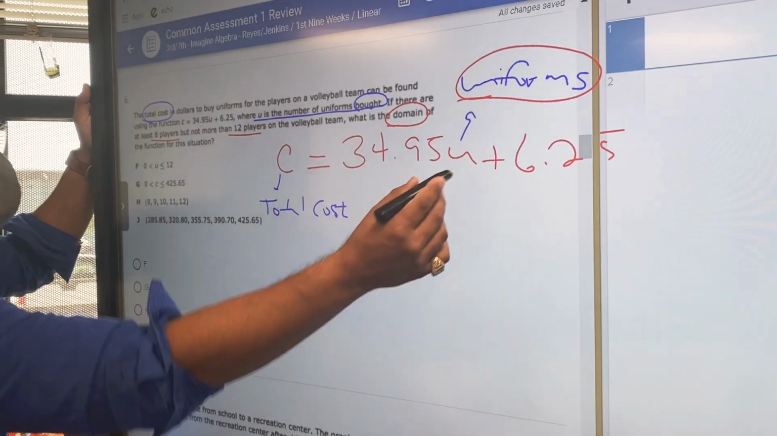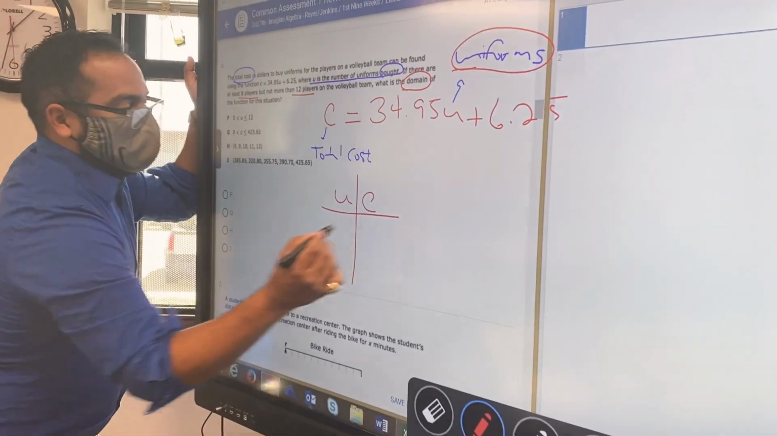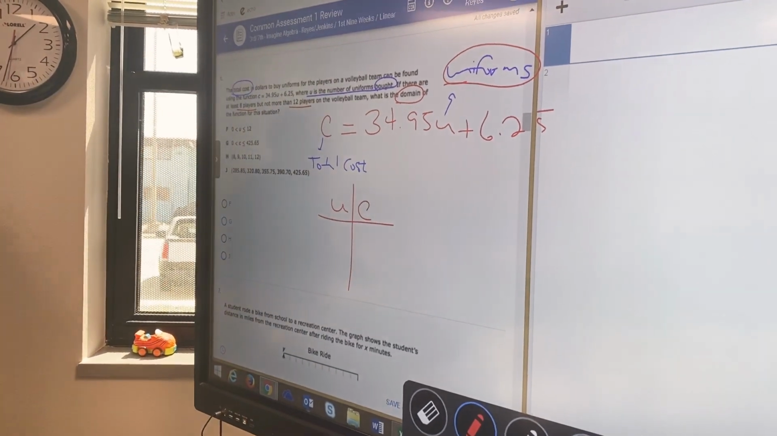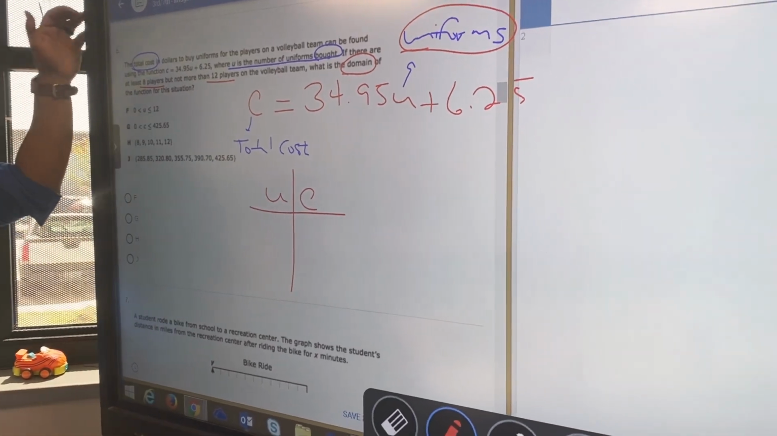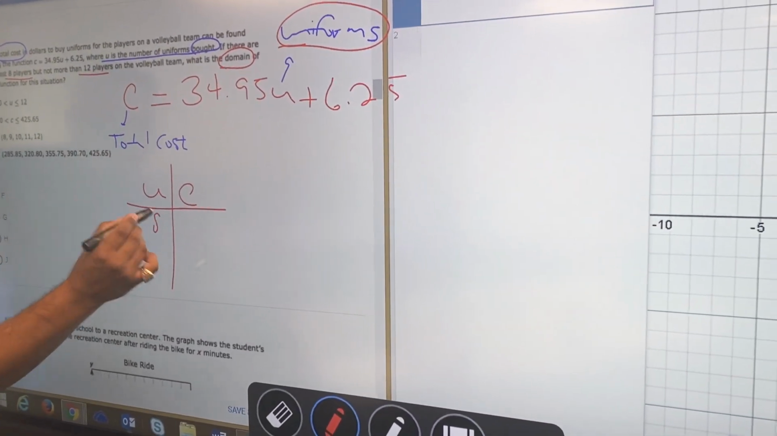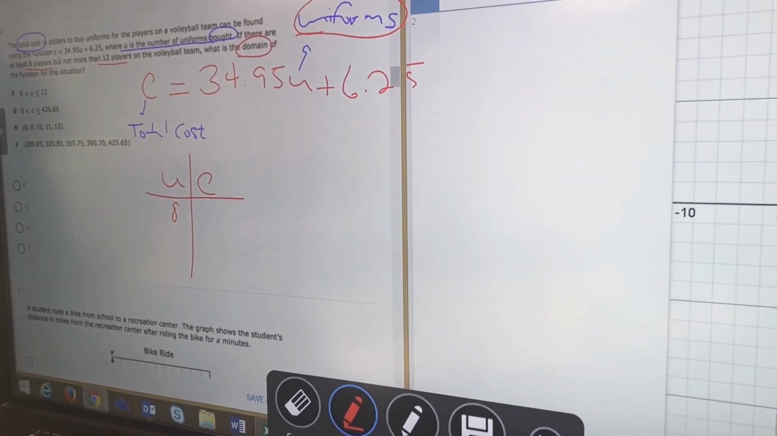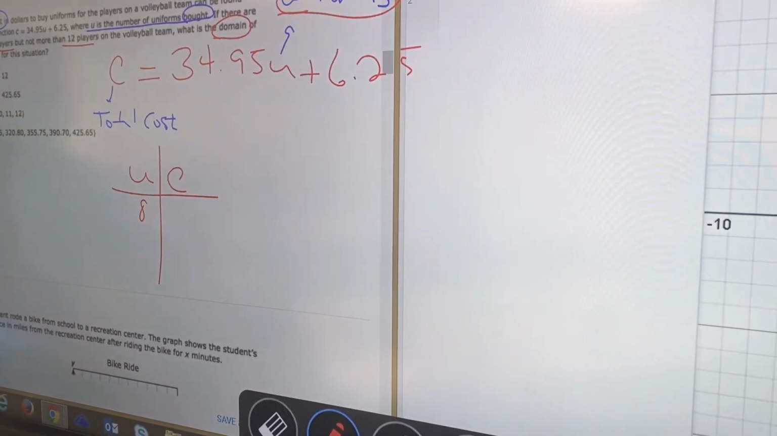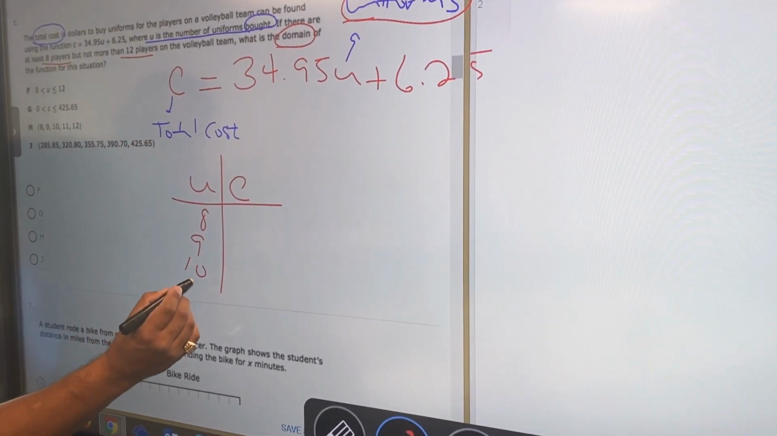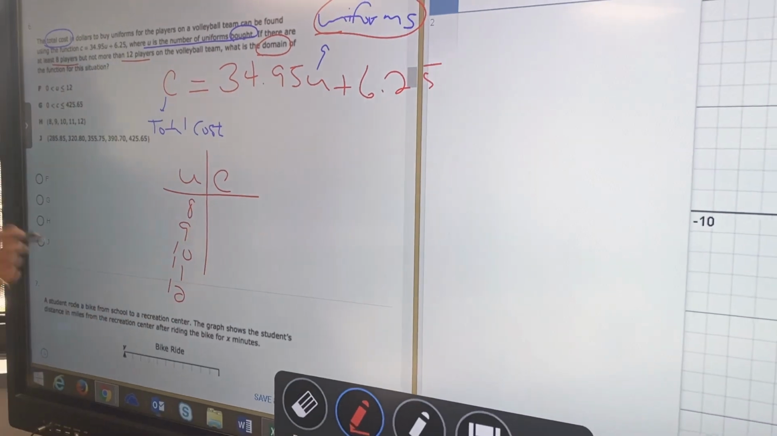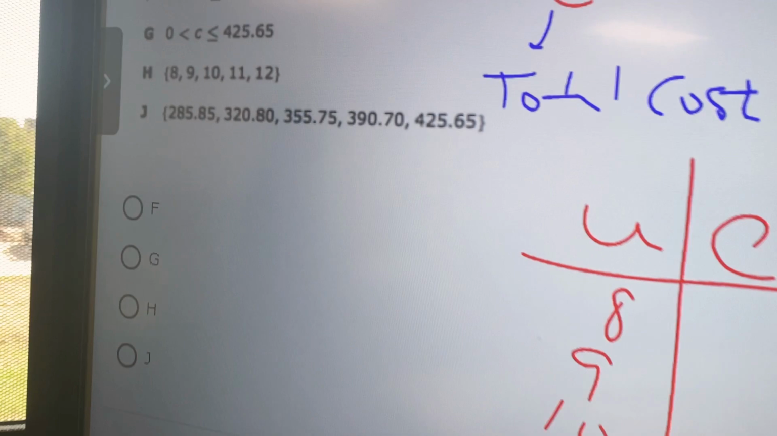So let's create a table here, guys. My X is U. My Y is C. U represents uniform. C represents cost. What is the minimum amount of players I can have on this team? 8. That's where I'm starting. What's the next number of players I can have? 9. Remember, it cannot be fractions, cannot be decimals. What's the next one? 10. And then? 11. 12. Excellent. These are the possible number of players I can keep on my volleyball team, right?